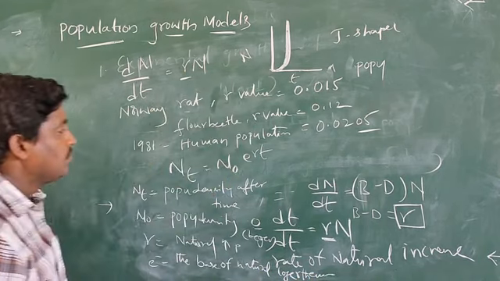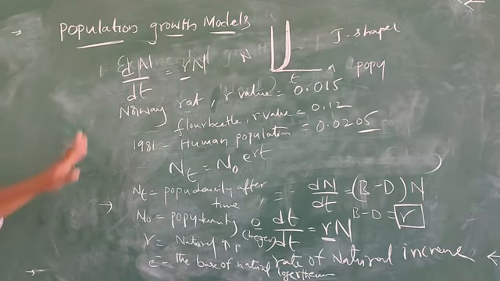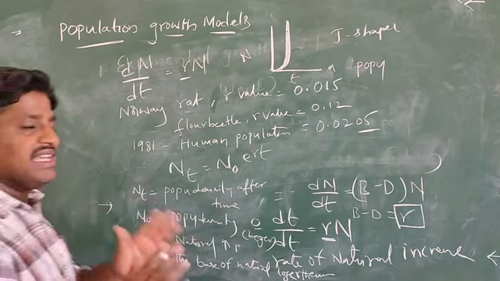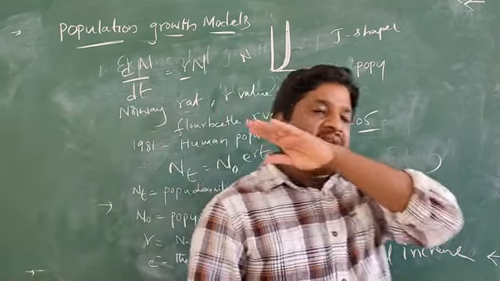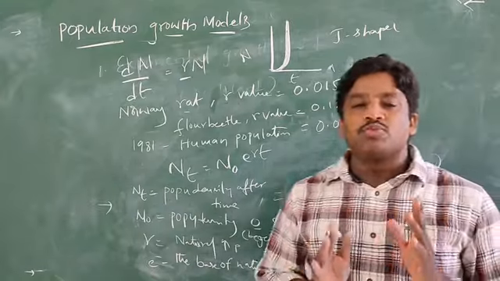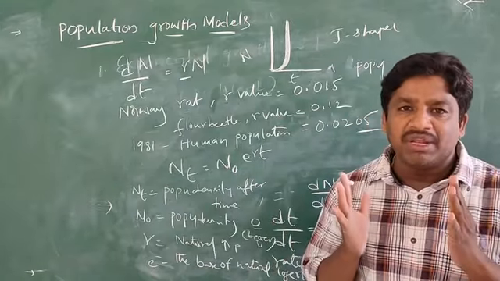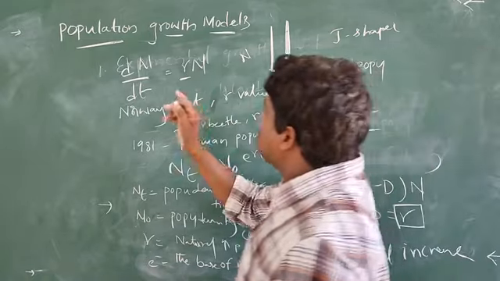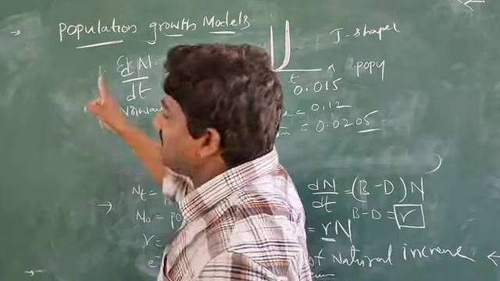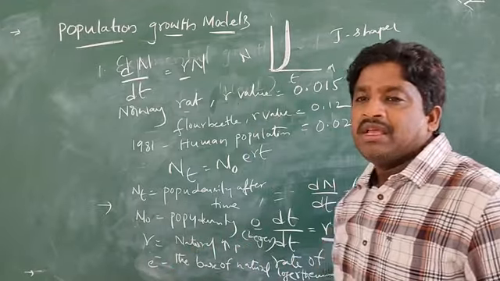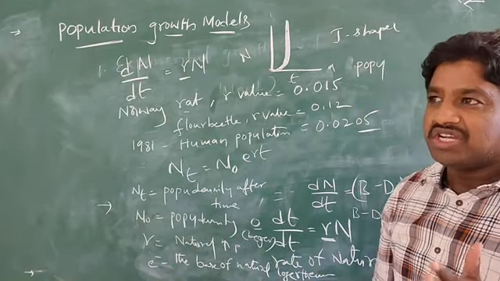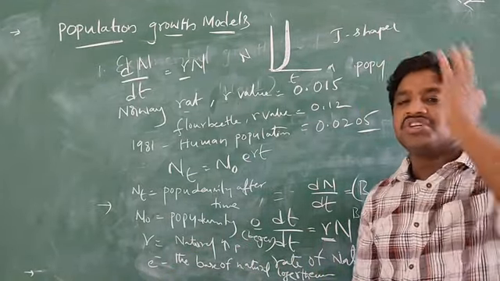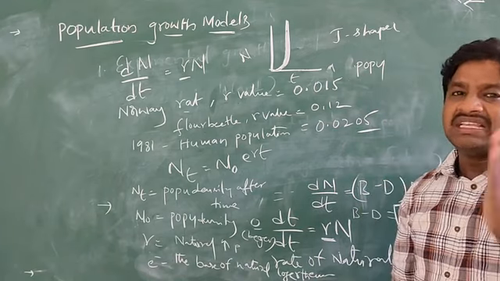Natural logarithm. So this is the population growth model. Once again, what is the population growth model? The population growth model means the population exponential growth model. In the population growth model, the first one is the exponential growth model. In the exponential growth model, the population is increased.